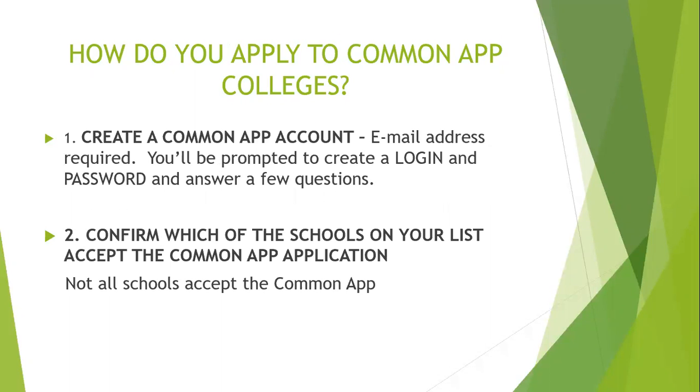So, how do you use Common App to apply for colleges? Step 1, you need to create a Common App account. An email address is required. You'll be prompted to create a login and password and answer a few questions. Next, you need to confirm which of the schools on your list accept the Common App application. Not all schools accept the Common App.